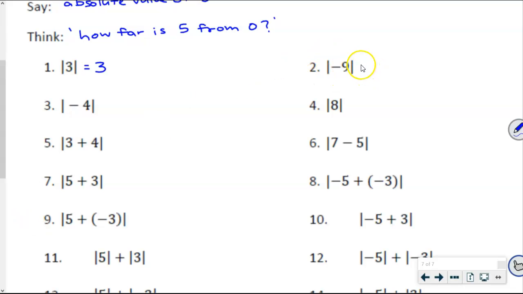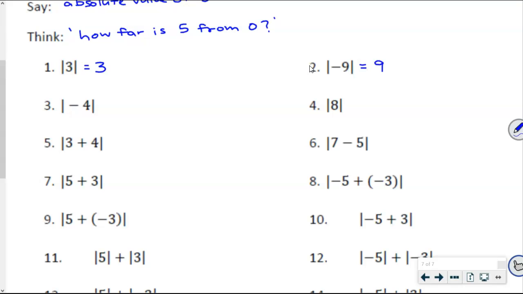Like I said, the first 4 are going to be pretty easy. I see this. I say the absolute value of -9, and I think to myself, how far away is -9 from 0? -9 is 9 away from 0. It's just on the negative side. That's the only reason why there's that negative number, because it's on the negative side. But when I'm asking about the distance, I don't care about the direction.